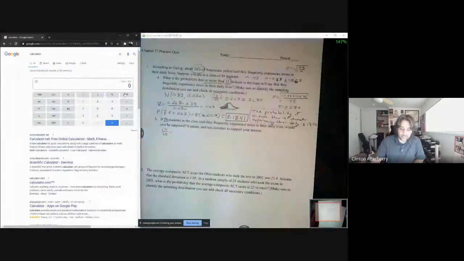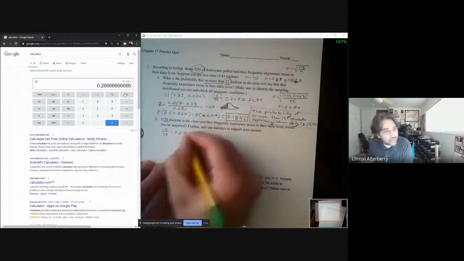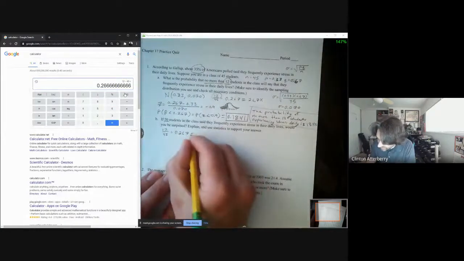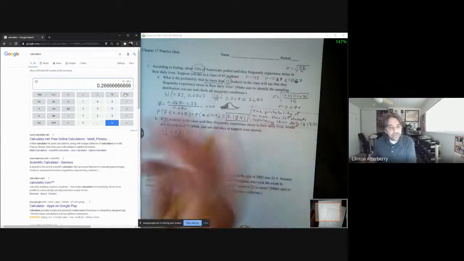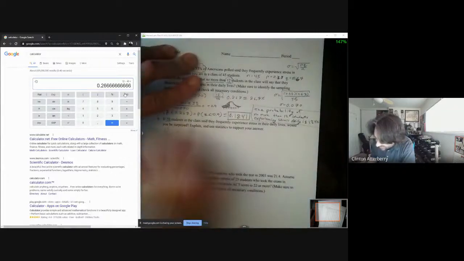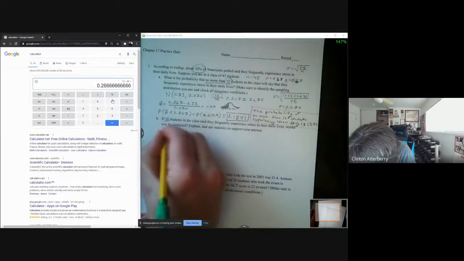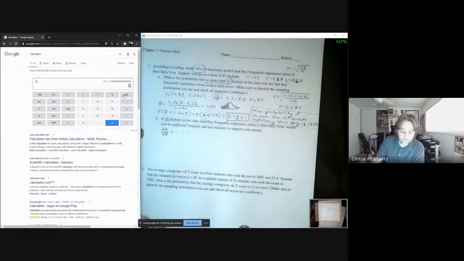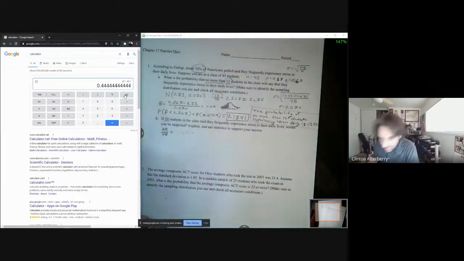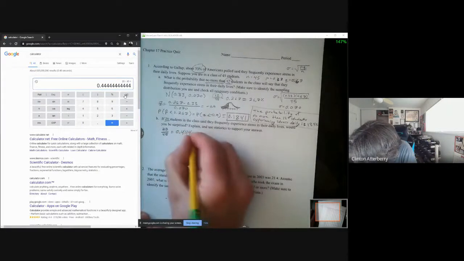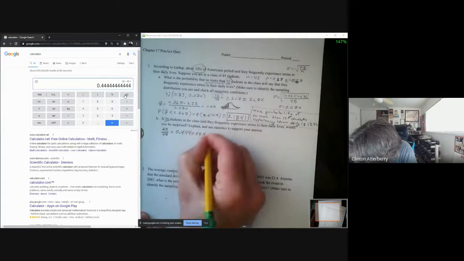So 12 divided by 45 is 0.26 forever. We're just going to call that 0.267. Oh wait a minute, why did I do 12 again? Probably because I just said 12 like a billion times. I'm like, that number looks good. It's 20 out of 45, so please double check your answers as you go through this. So 20 divided by 45 equals 0.4 forever. We're just going to call it about 44.4%.